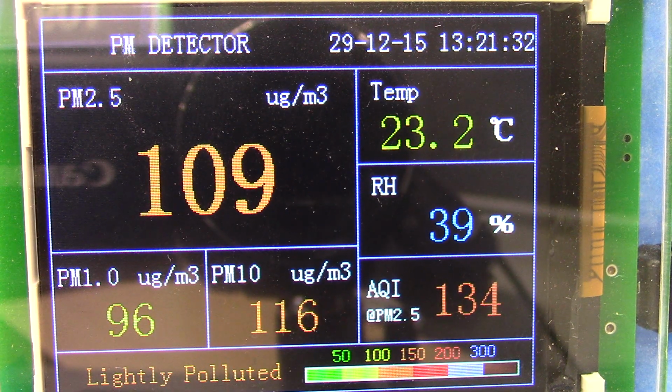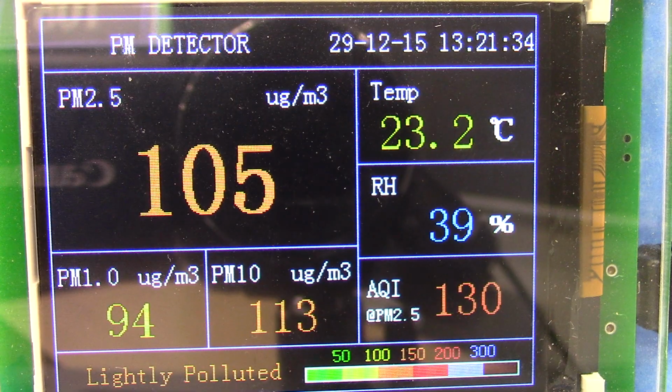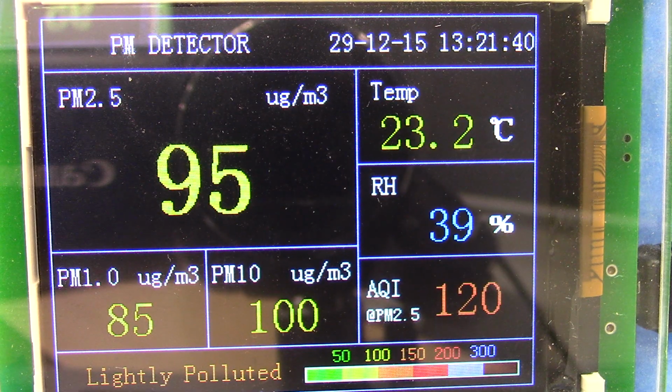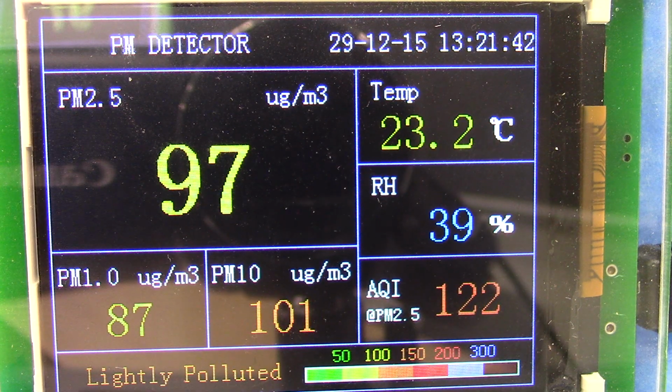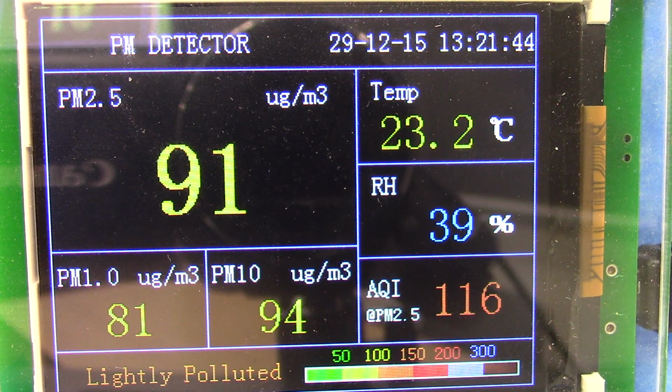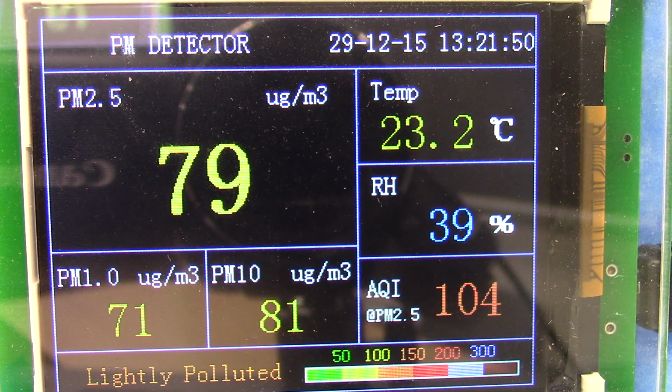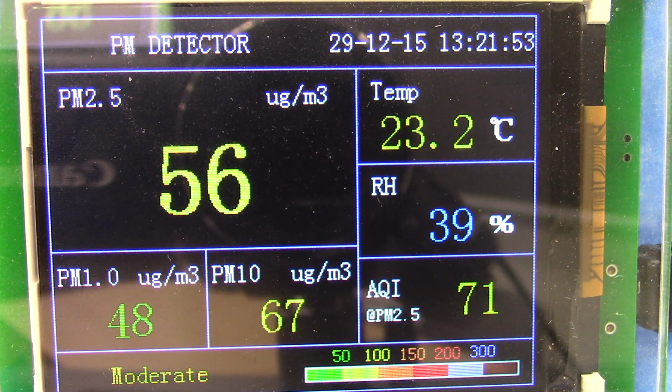So it's always changing. It's hard to see. So 105 and 113, the large particles are only very little there. There's a lot of fine particles still in the air right now. 95, and then look how big PM1 is, 81. So these particles right now are super fine, and they are diluting slowly. You see that? It's a live reading.